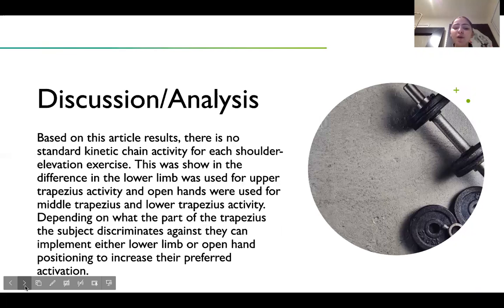So based on this article, there is no standard kinetic chain for each shoulder elevation exercise. So this means that our middle, lower, and upper trapezius have different kinetic chains that need to be used in order to help activate those muscles. So depending on what part of the trapezius the subject tends to discriminate against, they could implement either the lower limb or the open hand positioning to help increase their preferred activation.